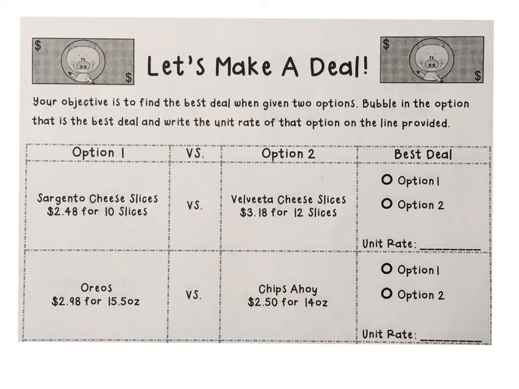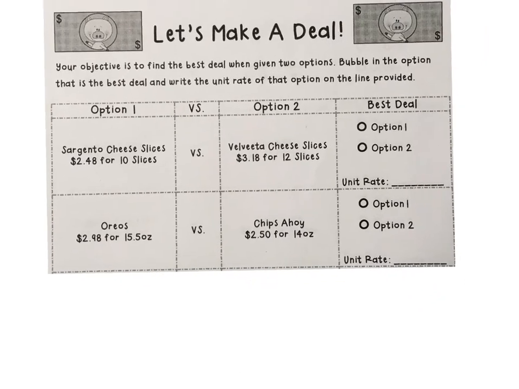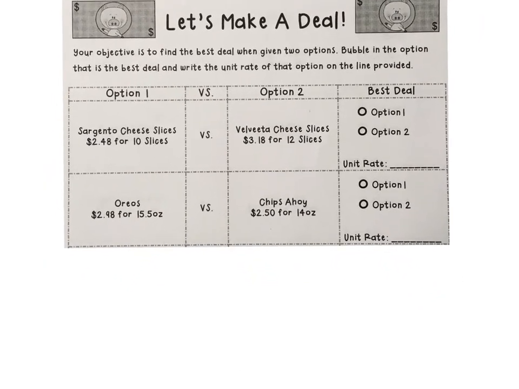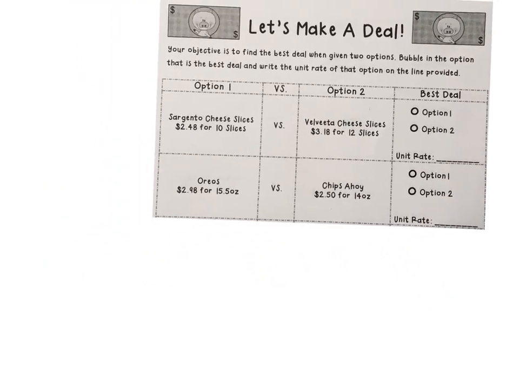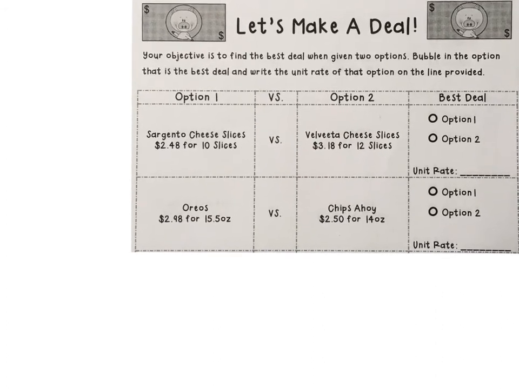In class today we're going to do an activity called bargain shopping, but it doesn't do you any good to do the bargain shopping if you don't know how to find a unit rate. So I have some examples that we'll use here that should help us. In this example, it says, let's make a deal. Your objective is to find which is the best deal, and then bubble in the option. Well, we'll just do this here on the iPad. So we have to figure out if Sargento or Velveeta is a better deal.